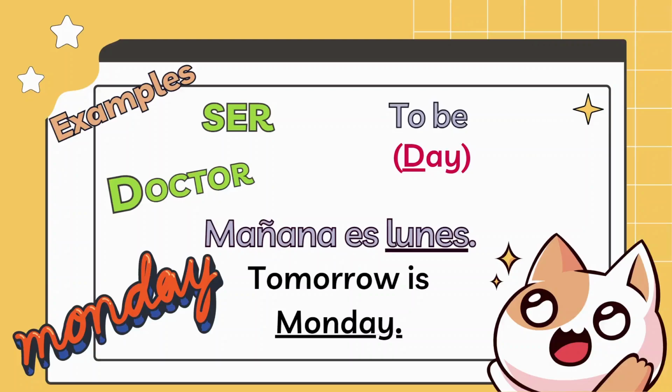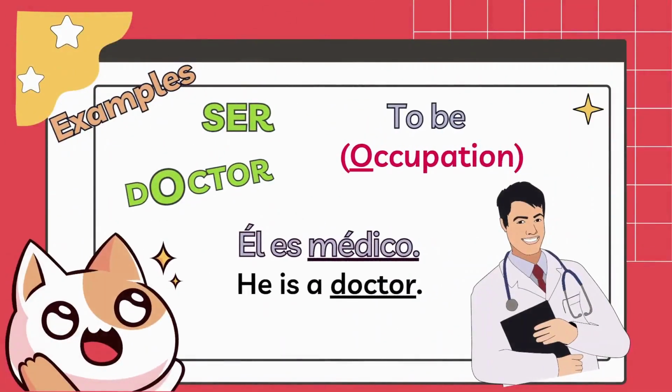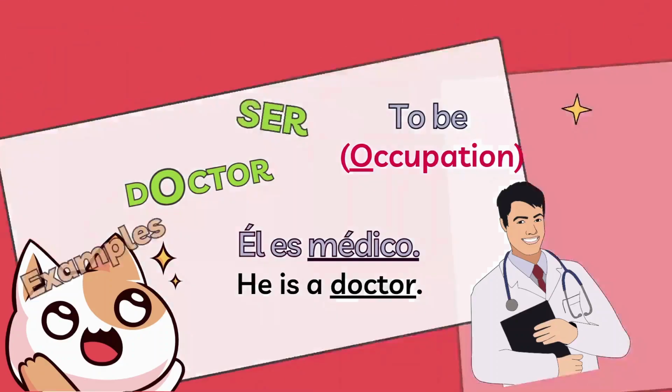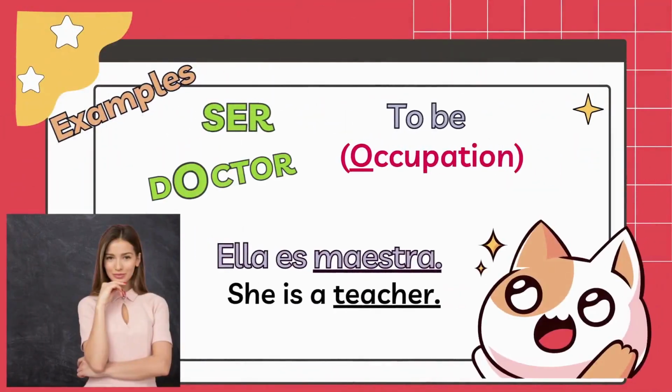This to be can also be an occupation. So the O in doctor can represent occupation. For example, he is a doctor. Él es médico. Another example, she is a teacher. Ella es maestra.